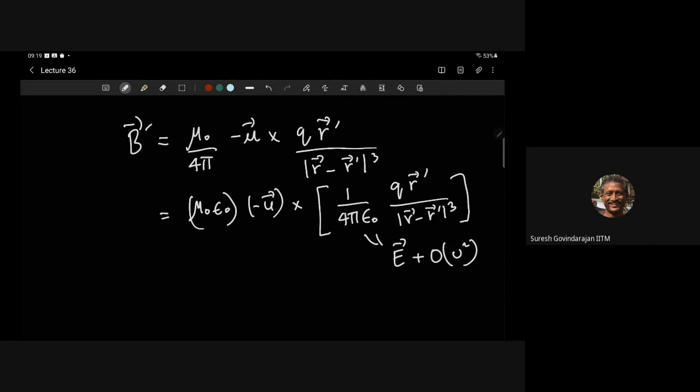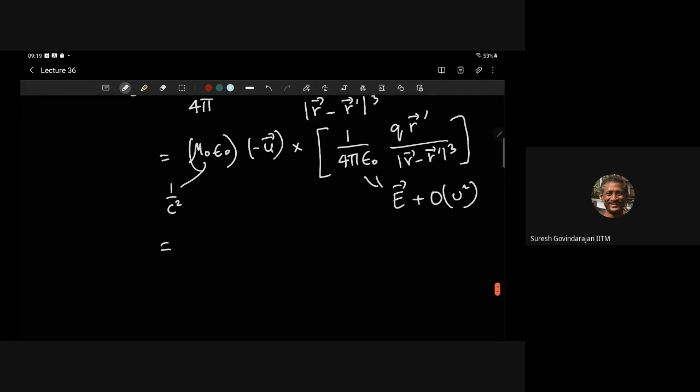Okay. And we know one more thing. We know that mu naught epsilon naught is 1 by c square. So I'll collect all these things and we will see it is 1 by c square into minus u cross E. Okay? Do you agree with this?